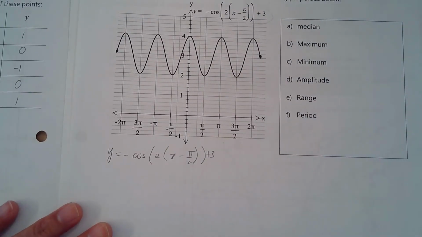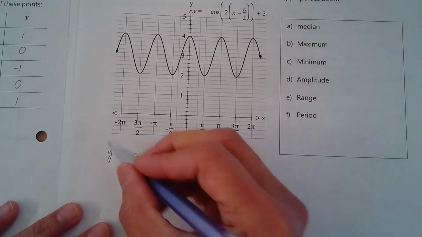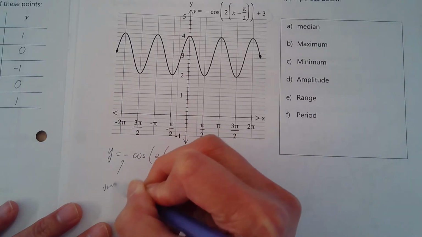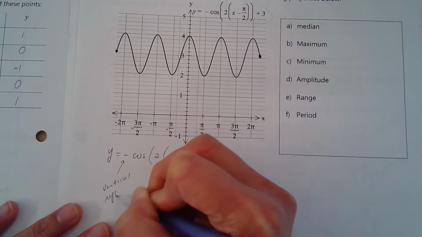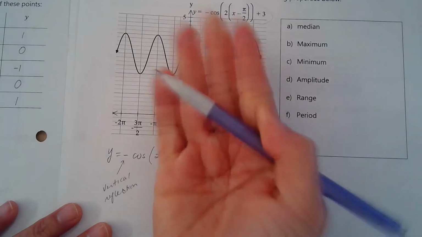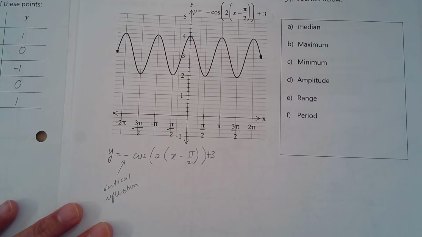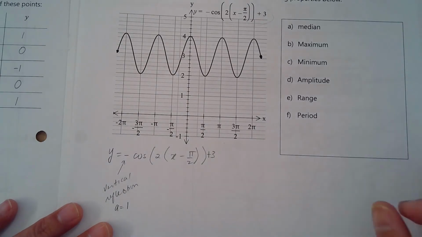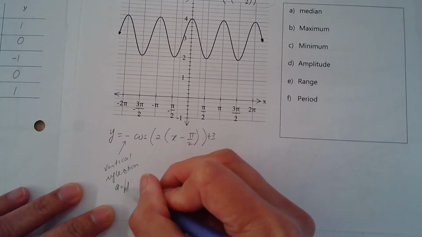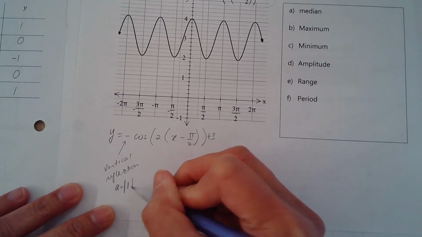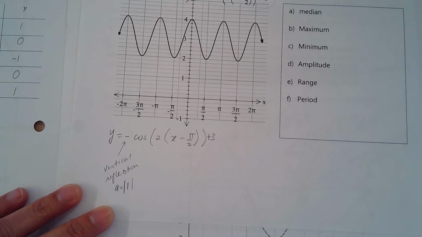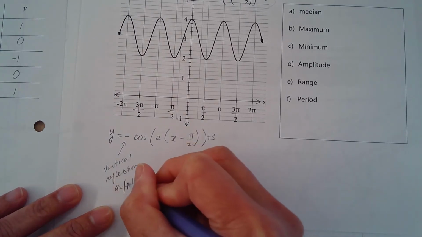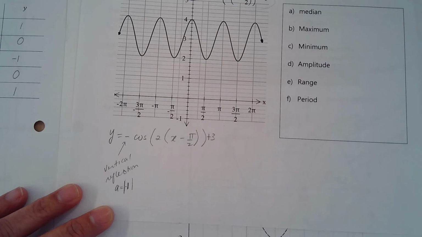So name one transformation. There's a vertical reflection. A vertical reflection. Okay. What's the amplitude for this? 1. A is 1. The amplitude is the absolute value of A. So even though it's negative 1, it's still 1.